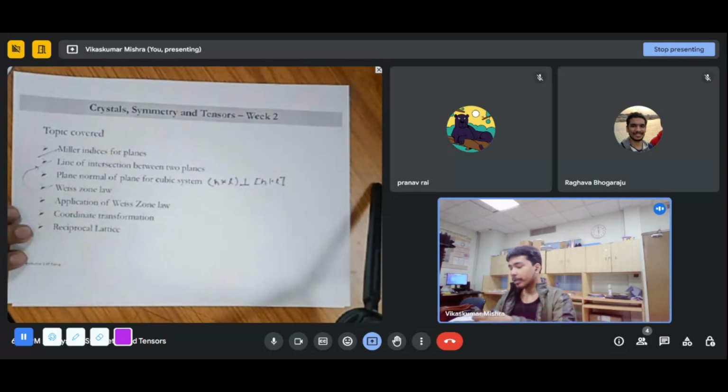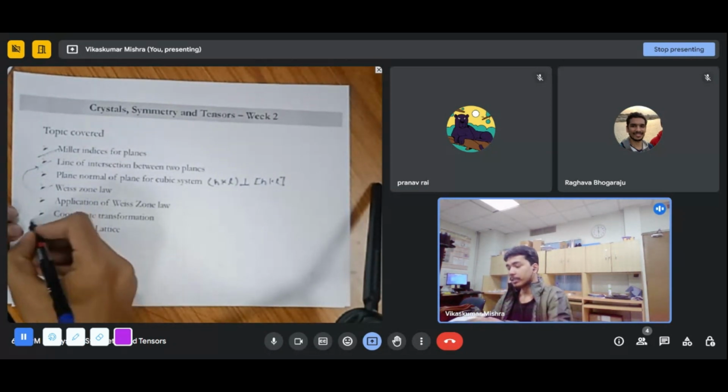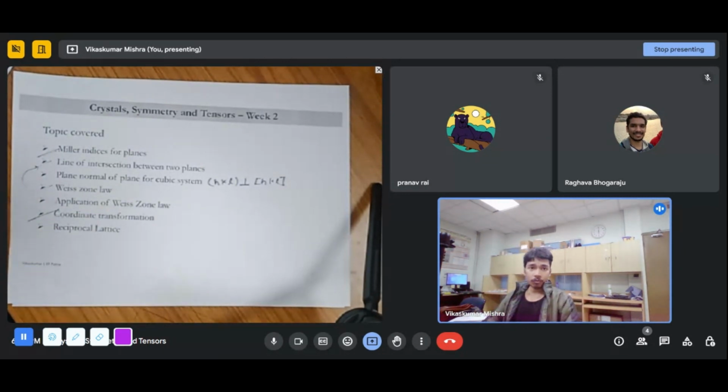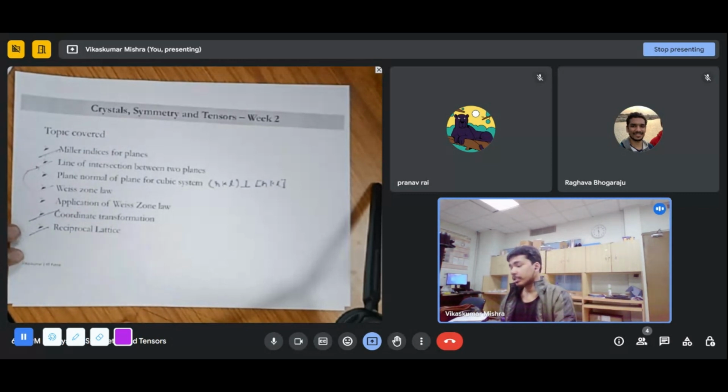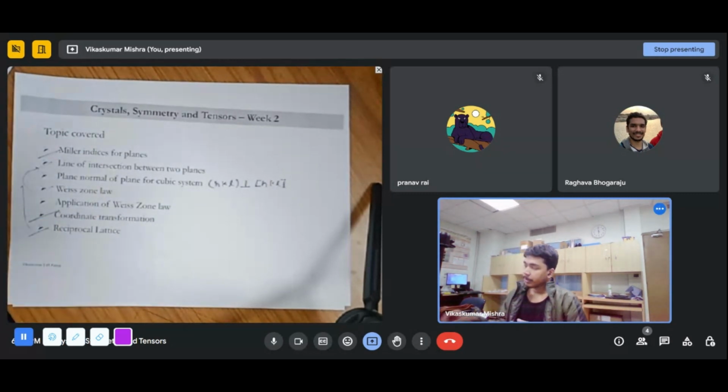Apart from that, we discussed the coordinate transformation matrix: how we can transform from one coordinate system to another, and if a position is given in one coordinate system, how we can find the coordinates of that point or vector in the new coordinate system. Next, we discussed the reciprocal lattice. Combining all of these, we are going to solve numericals so that you will be able to answer the assignment questions.